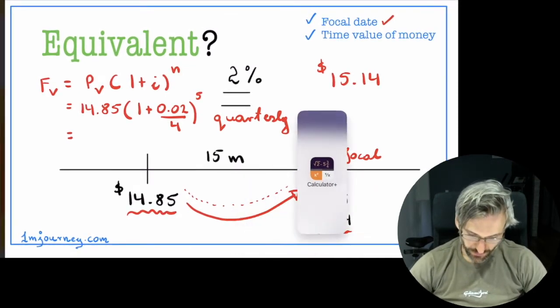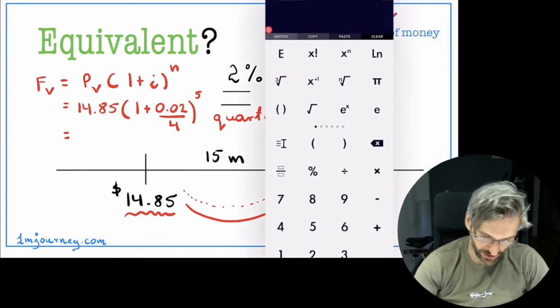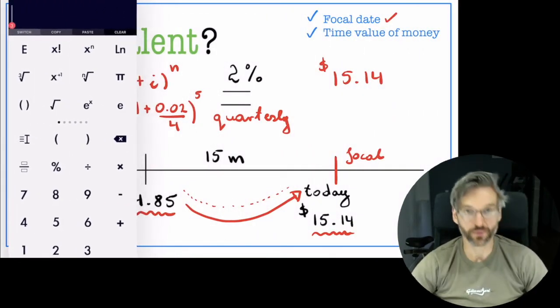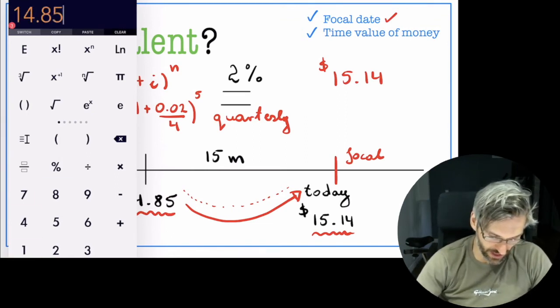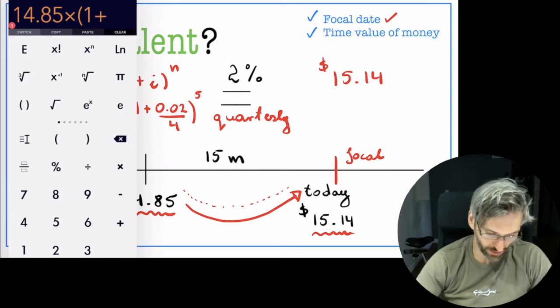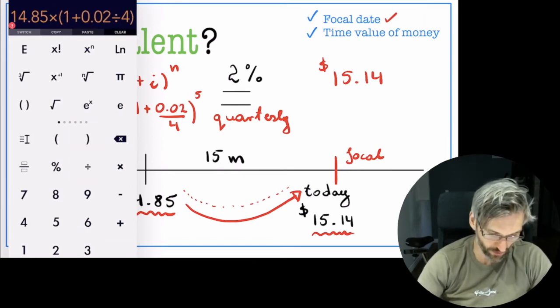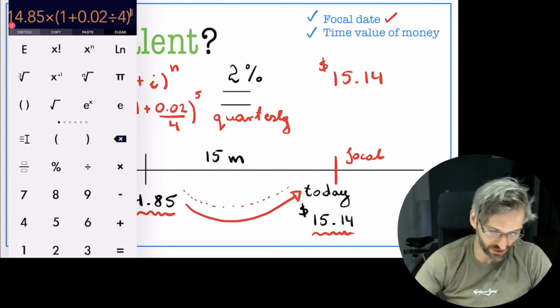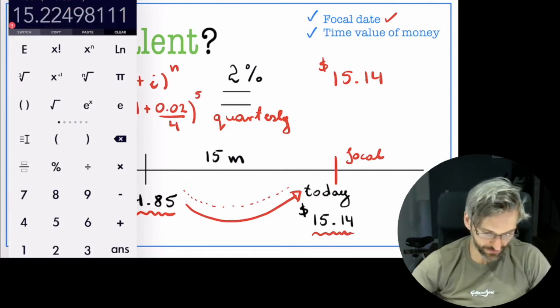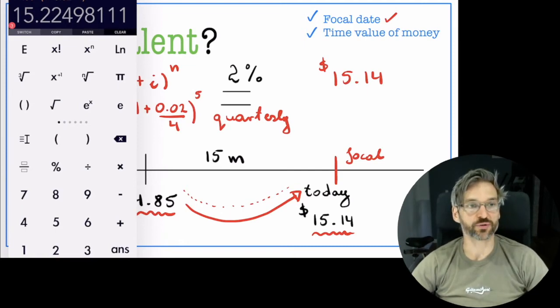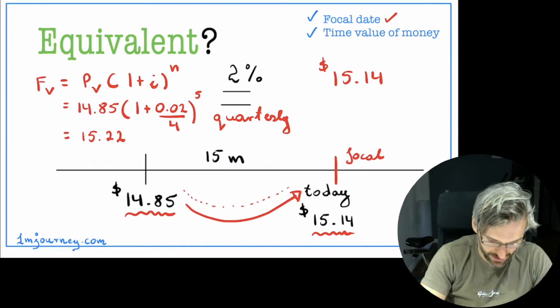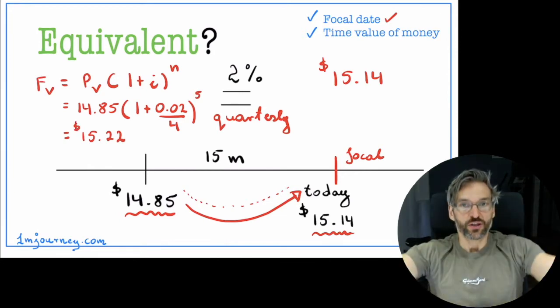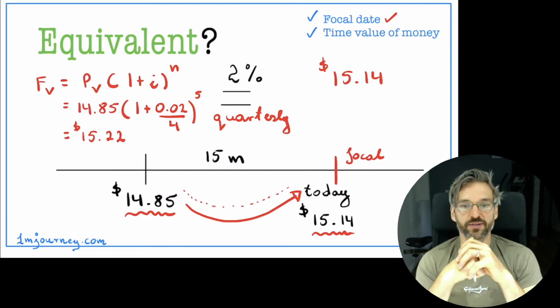So I'm going to bring out a calculator here. I'm going to shift it over a little bit so that you can see my face as well. So let's punch it all in. 14.85 multiplied by (1 plus 0.02 divided by 4, because it's quarterly), to the power of 5. Notice it comes out to $15.22. Now, you are on the same focal date, meaning today.